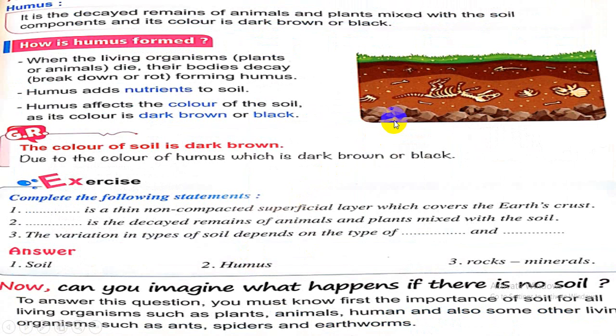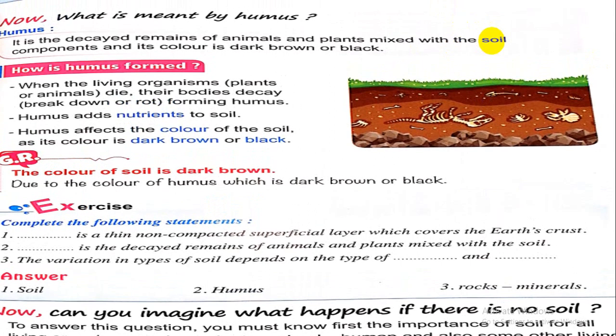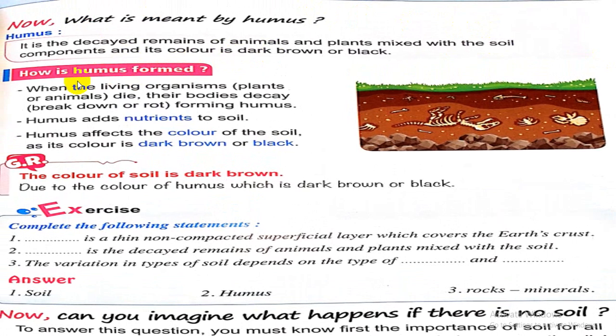What is the meaning of humus? Humus is the top layer in the soil. What's the meaning of humus? It is the decayed remains of animals and plants mixed with the soil components, and its color is dark brown or black.